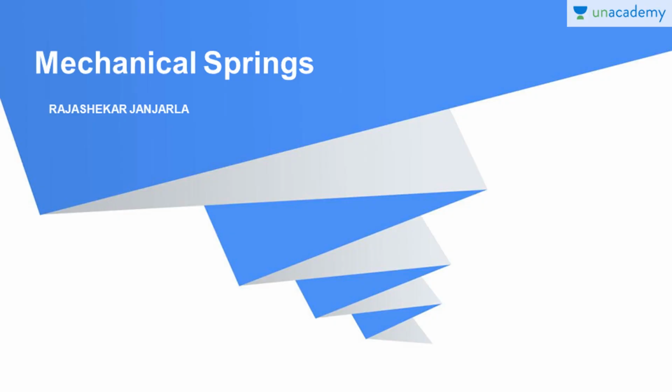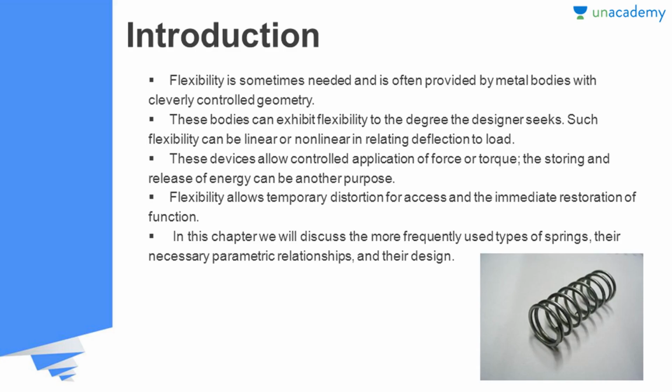Welcome again to mechanical springs. The flexibility is sometimes needed and is often provided by metal bodies with cleverly controlled geometry. We call these metal bodies springs, and they have different geometries, which we call the types of springs. These bodies can exhibit flexibility to the degree the designer seeks. Such flexibility can be linear or non-linear in relating the deflection to load. So we can have the desired values of flexibility depending upon the geometry of the springs used.